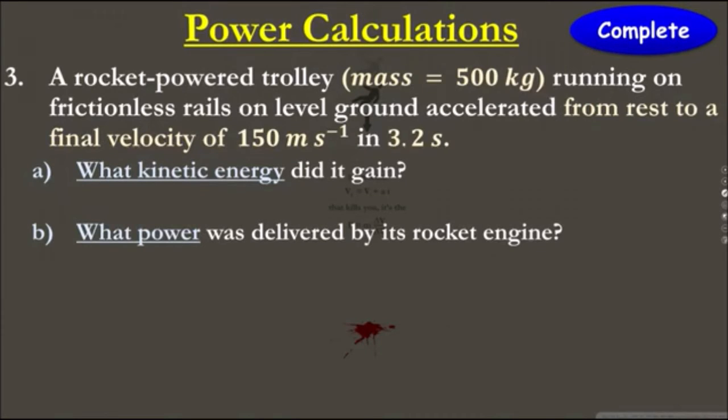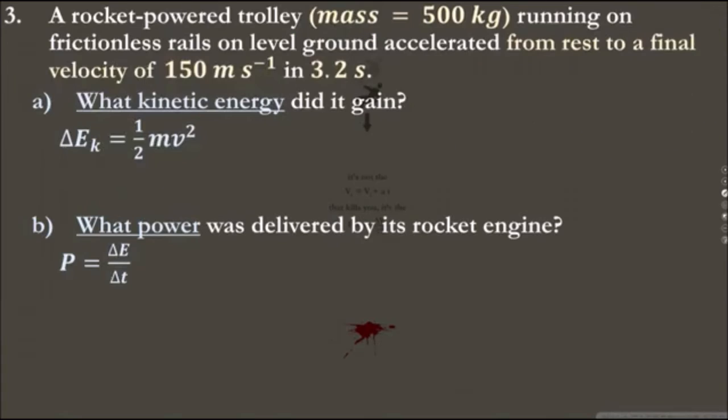All right, so we have a rocket-powered trolley, 500 kilograms, has a final velocity of 150, initially at rest, so there you go already. We know there is some form of acceleration we can look into. And then 3.2 seconds is the time taken for it to occur. Okay, let's have a look at the equation here. You can see that I've given you the equation for some assistance.